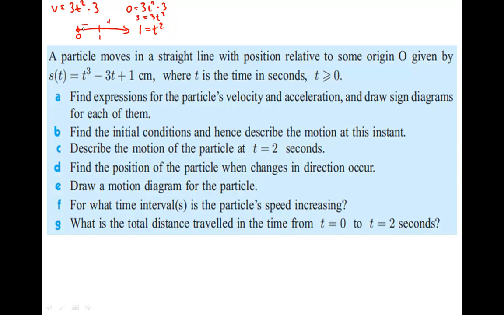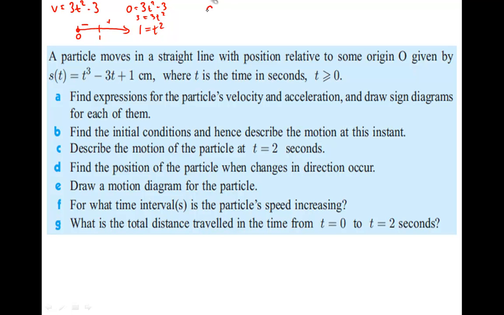So what that means is between 0 and 1 seconds, it has a negative velocity. It's moving to the left. After 1 second, it started moving to the right. At 1 second, that's an x-intercept, so you have a 0 velocity there. So that's when it's changing from going to the left to the right.